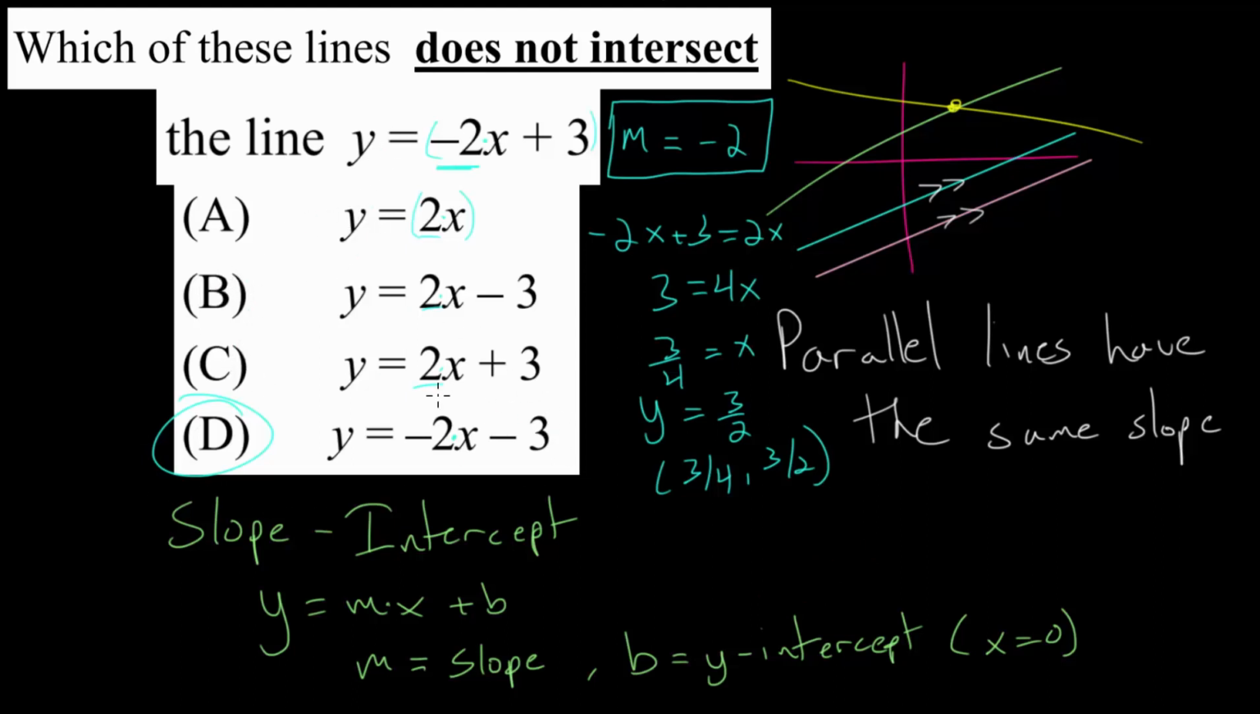But if we tried that method for D, we would find that it's impossible. We would end up with something that doesn't make sense, namely that 3 is equal to -3, which of course is never true. That just means that those lines do not have an intersection point, and that's because they are parallel.